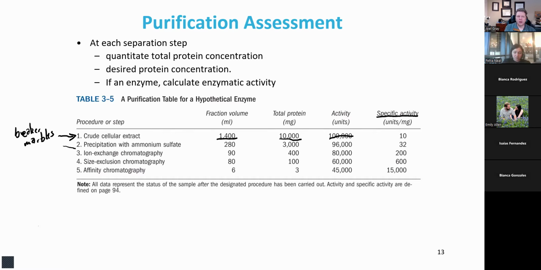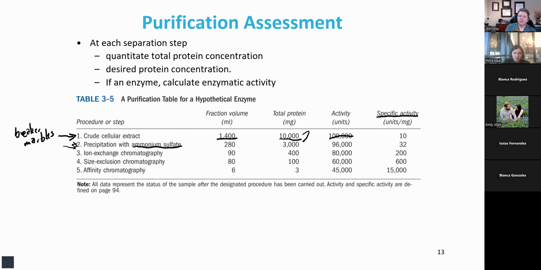The first step that we're going to do after this crude cell extract, as one example of what you can do, is to precipitate proteins with ammonium sulfate. That's going to kind of randomly precipitate proteins, and you operate under the idea that it might precipitate my protein, it might not. This is where you add ammonium sulfate, and some proteins fall out of solution. After that, you're going to see the total volume of that mixture go from 1.4 liters to 280 milliliters.